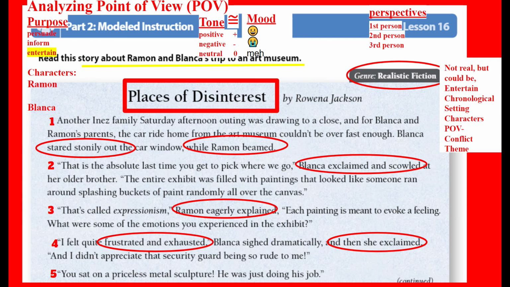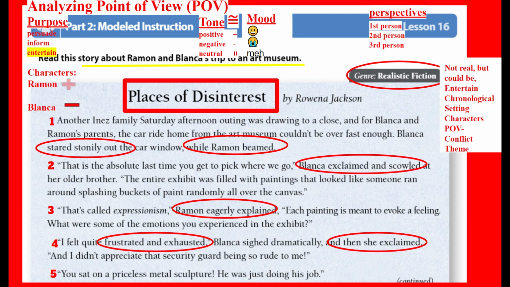that the paintings are meant to evoke feelings. So, if he is eagerly explaining something, do you think he's excited about it? I would say probably so. If you are very interested in something and you are eagerly explaining about it, you're excited to tell people what you know about it. And right now, that's Raymond. He knows a lot about expressionism, and he is excited to let us know that.